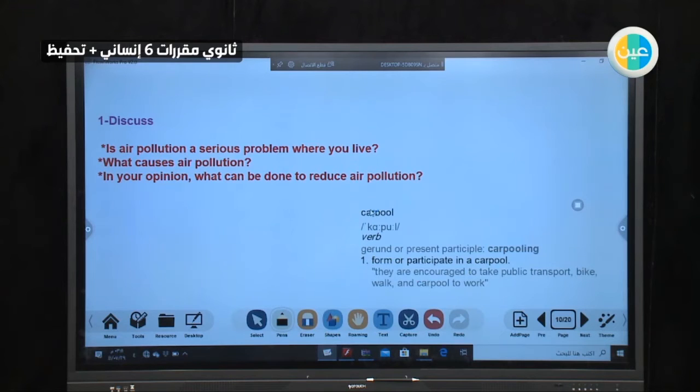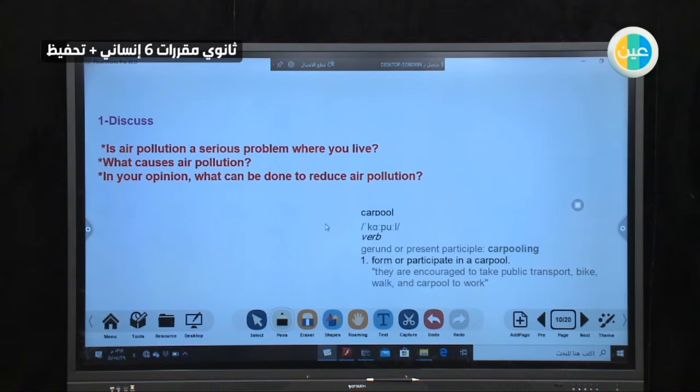So what else? What can be done to reduce the air pollution? Also, please avoid burning leaves and trash. Reduce fireplaces and wood stove use, especially in the winter days. Okay, there is another solution, and they apply it in different countries, especially Europe and America.